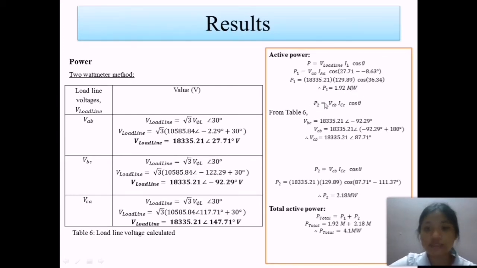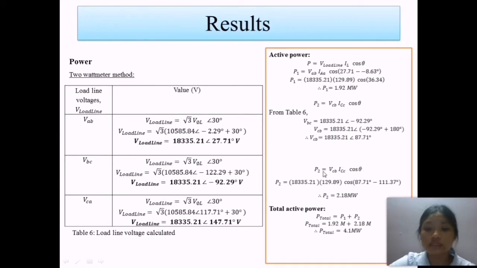And P2 uses this formula also. From table 6, there is not any VCB here. It just has the VBC, so this means it's VC to B. So that has no VCB, so we take the VBC, meaning VB to C. So equal to this value. To find the VCB, we just insert 180 angles and get the value of 1835.21 V angle 87.71.